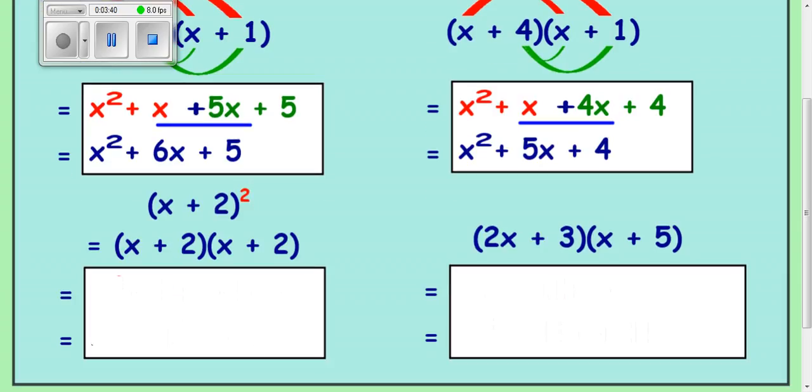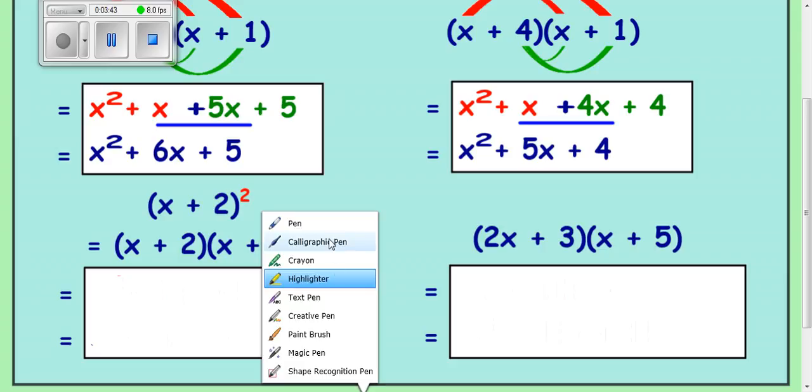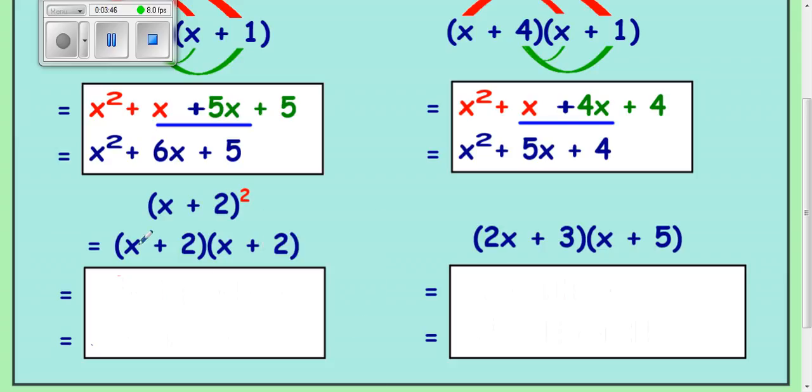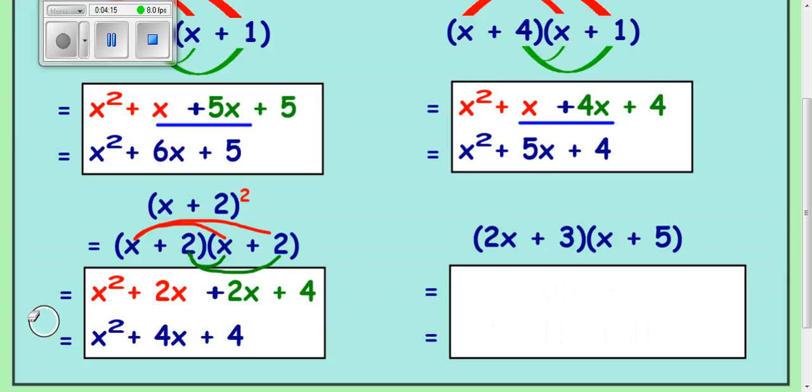Now if you're finding it difficult to follow and you want to draw in your lines, then all you would do is say, okay, it's that times the first x, then that times the 2. So x times x is x squared, and x times the 2 is 2x. And then you move on to the 2 here. So you do 2 times x and 2 times 2. So 2 times x is 2x, and 2 times 2 is 4. Collect the two middle bits up to get 4x, and that's your answer. x squared plus 4x plus 4.